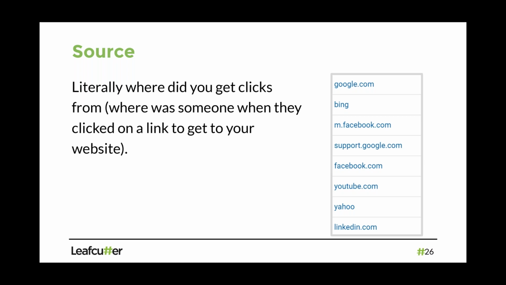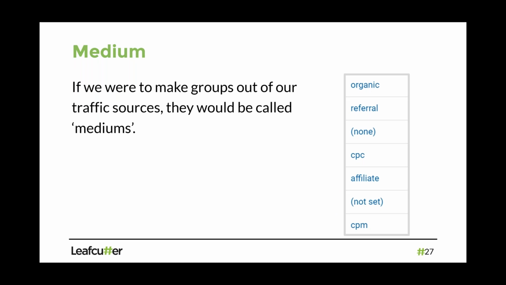So the source, the traffic source, is literally where someone clicked on a link to get to your website. So they clicked on a link on facebook.com or youtube.com, wherever it is. Someone clicked on a link somewhere to get to your website. Where was it when there was that traffic source? The medium then is a bucket: if we're going to group these sources together, how would we group them? That's what mediums are for.